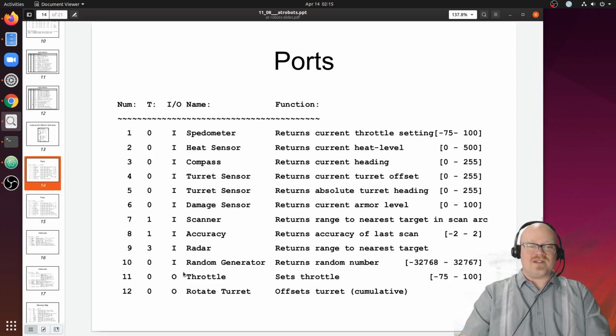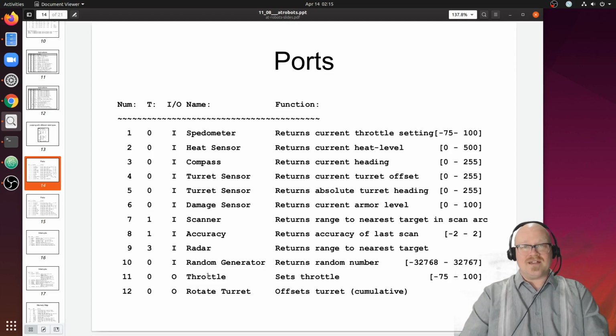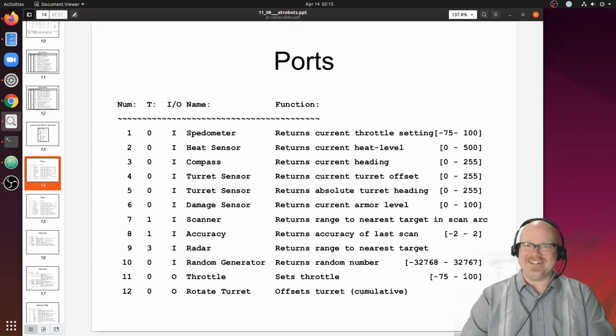There's the throttle port. Notice now we've switched from input to output. This is output only. If you want to know the current speed, you have to use the speedometer port for input. So you output to the throttle a number between -75 and 100, and that indicates how fast you want to go. 100 positive means 100% speed in the forward direction. -50 means 50% of your speed in the reverse direction. Right? So you can go backwards or forwards, but you can't go backwards as fast as you can go forward.